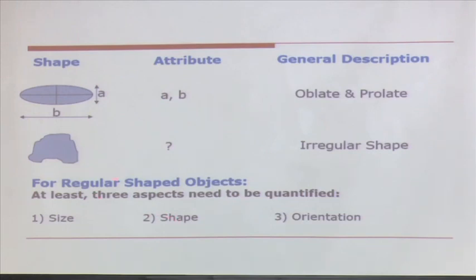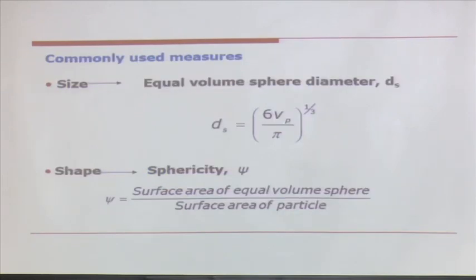So for regular shaped objects, you have seen, other than your sphere, that we need at least three attributes: size, shape and orientation. But the commonly used measure for size, I have summarized, is the equal volume sphere diameter, which I can represent like this normally. For shape, there is a parameter called sphericity. You see, these are all basically relative estimates or guesstimates, I would say. Sphericity is defined as the surface area of the equal volume sphere divided by the surface area of that particle. How do I know the surface area of the particle? I have to measure it. Even to know the shape, I have to measure the surface area of the particle.